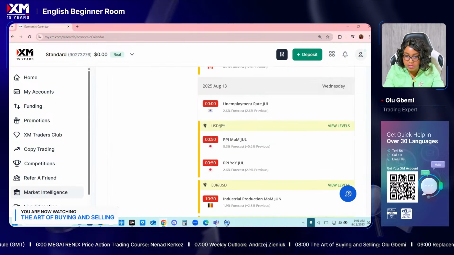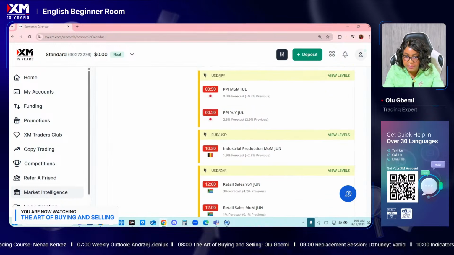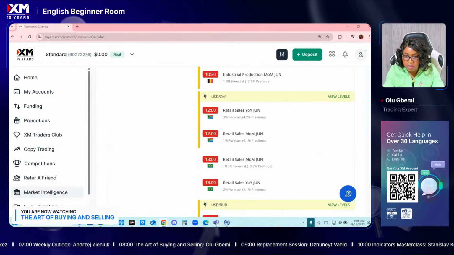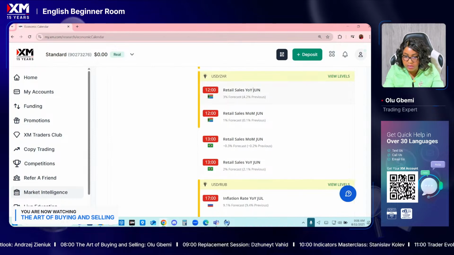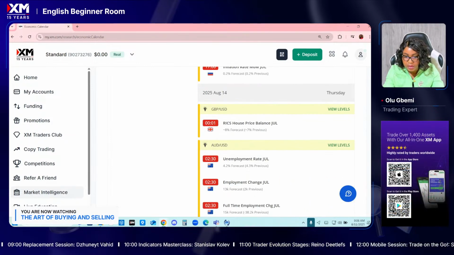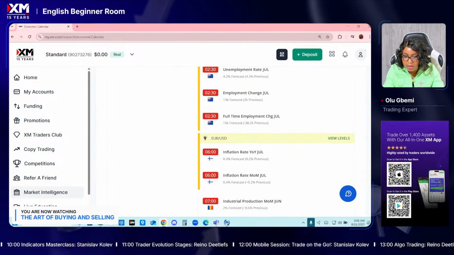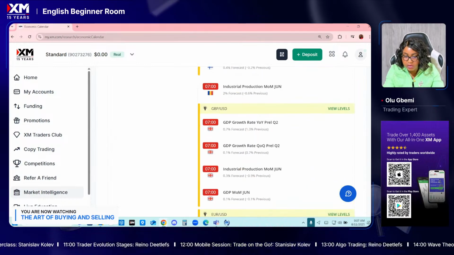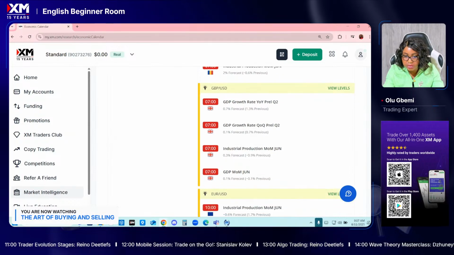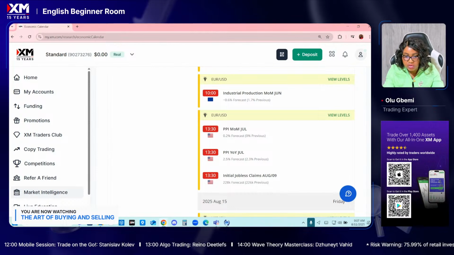That is also expected tomorrow morning. What else do we have? We have retail sales for South Africa, for those who trade that. I hardly trade it, but once in a while I look at it as well. Employment report for Australia. Then for the UK, we have the GDP report. The GDP report is also of high impact, so that's another thing to pay attention to.